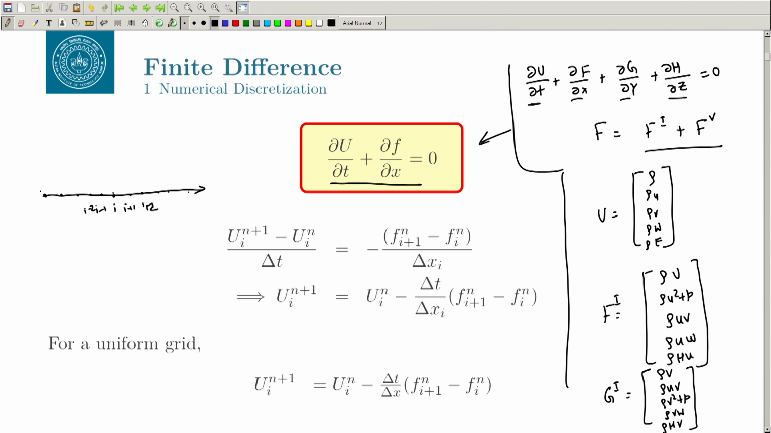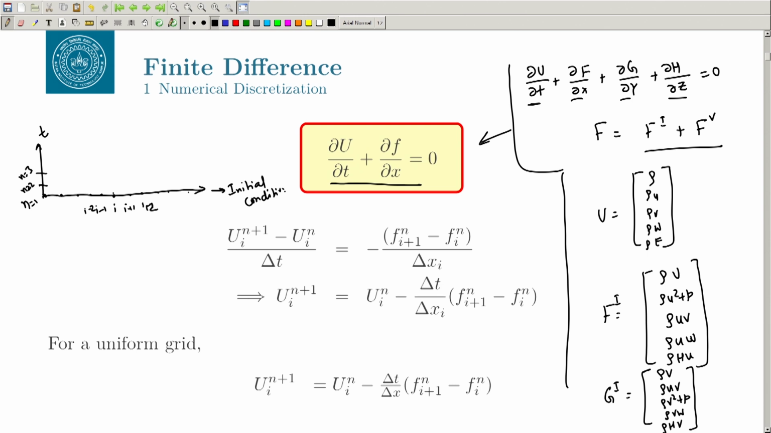And similarly, let us say this is my time. We will start from n equal to 1 and then we go to n equal to 2, n equal to 3, and so on and so forth. So, we are going to solve these equations. The initial condition will be given. So, n equal to 1 is your initial condition, which you have to start with.